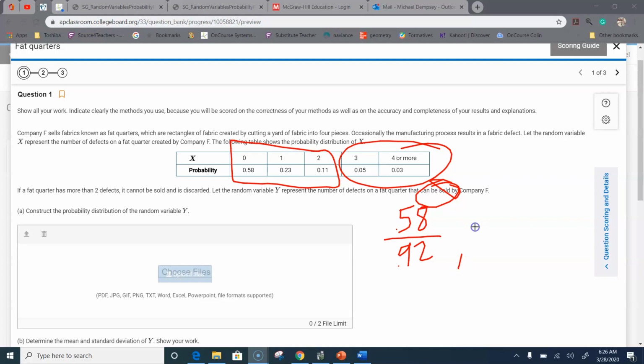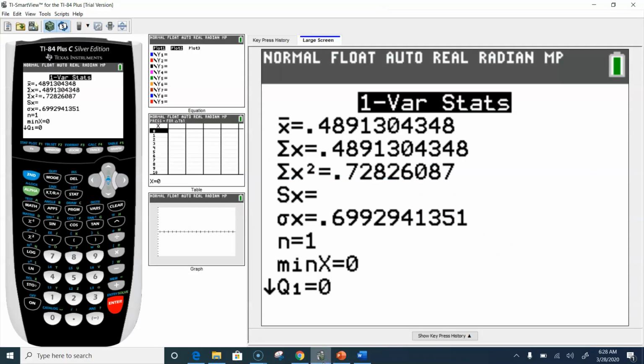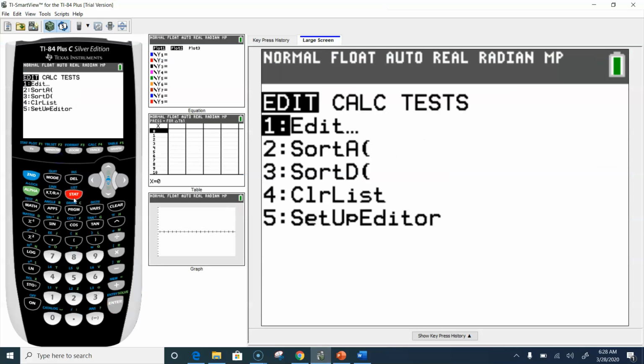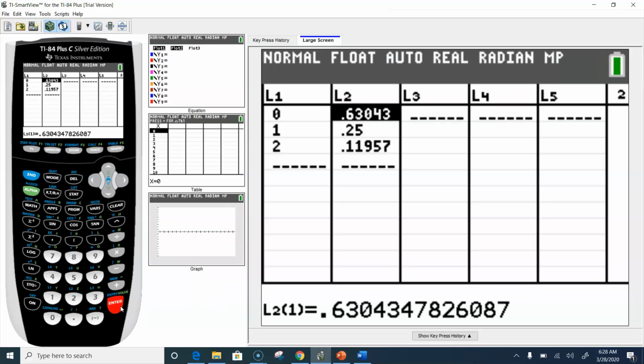And then I'd have 0.23 divided by 0.92. And I'd also have 0.11 divided by 0.92. That becomes my new probability distribution. So what I want to do is put that in my calculator right away. So I go to Stat and Edit, and that's my new list, right? The fat quarters with 3 defects or 4 defects are not getting sold. So the only possibilities are 0, 1, and 2, and then these probabilities have to add up to 1.